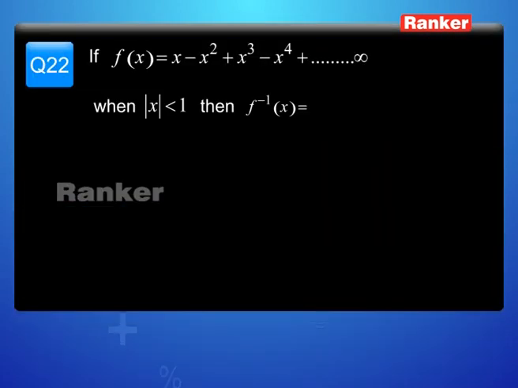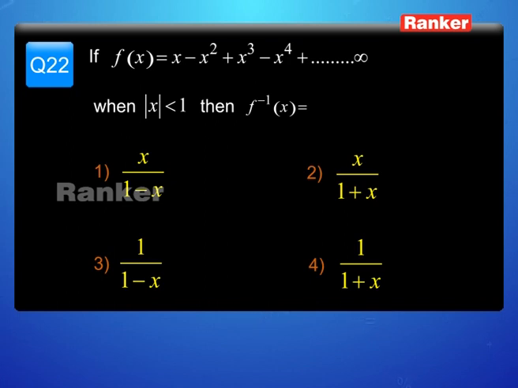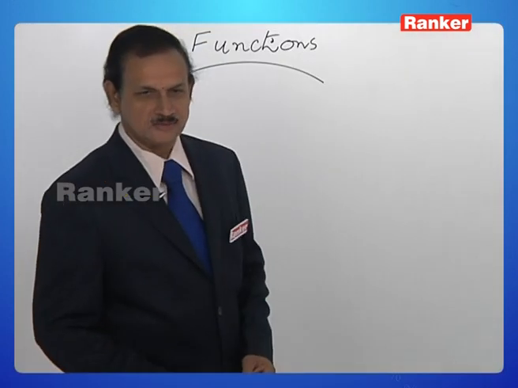Let us see the question carefully. If f of x is equal to x minus x square plus x cube minus x power 4 plus and so on up to infinity, when mod x is less than 1, then what is f inverse of x? The first option is x by 1 minus x, second option is x by 1 plus x, third option is 1 by 1 minus x, fourth option is 1 by 1 plus x. Well, that is the question.